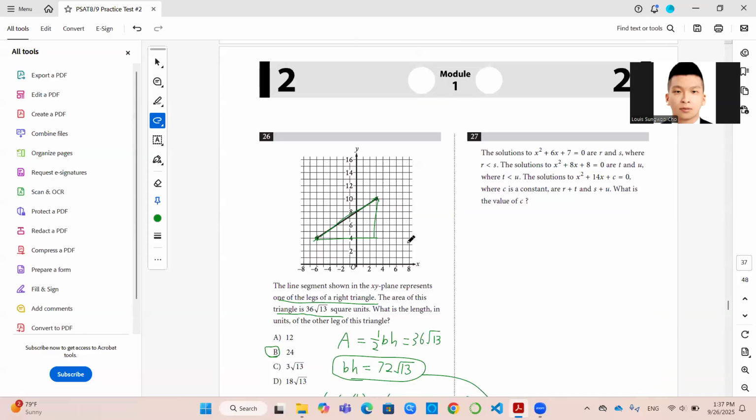Okay. The solutions to x squared plus 6x plus 7 equals 0 are r and s, where r is less than s. The solutions to x squared plus 8x plus 8 equals 0 are t and u, where t is less than u. The solutions to x squared plus 14x plus c equals 0, where c is a constant, are r plus t and s plus u. What is the value of c?